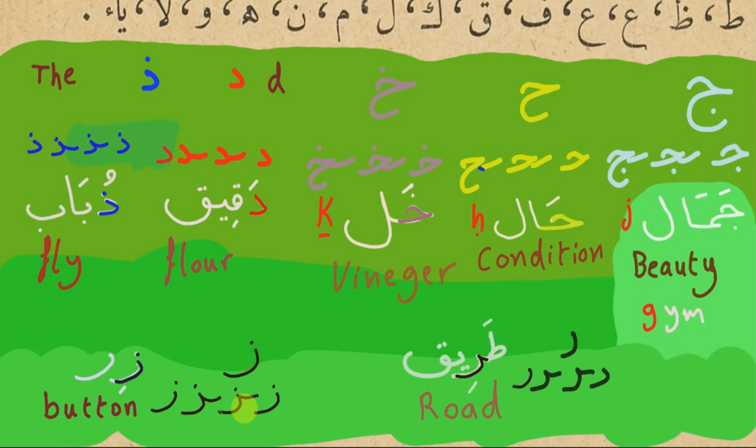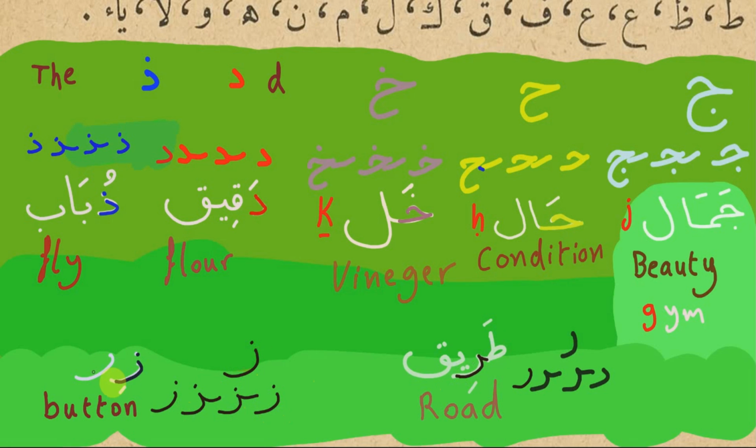Here we have the z. Same story. You see, the only difference between this one and this one is this dot here, and that's how it looks. In the beginning, at the end, in the middle, and sometimes in the beginning, it would look like this in the middle if the letter before it cannot connect to it. So here we have an example of that.